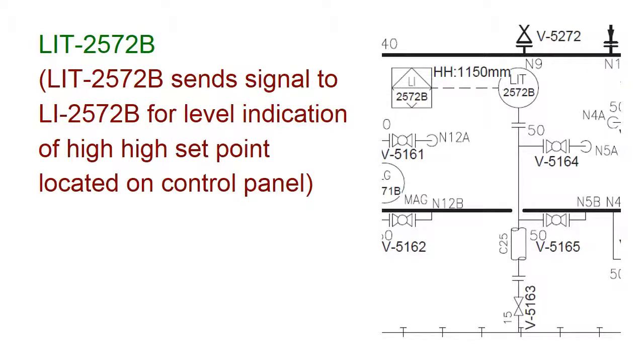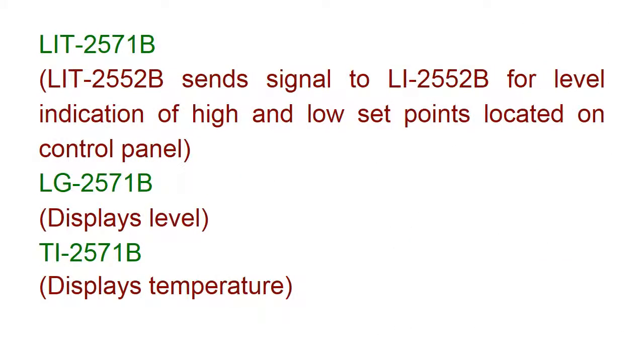LID2572B. LID2572B sends signal to LI2572B for a level indication of high set point located on control panel. LID2571B. LID2571B sends signal to LI2571B for a level indication of high and low set points located on control panel.